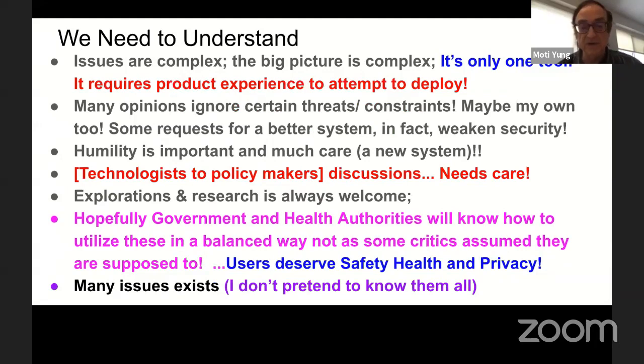You guys, whether you design or you attack, it's good. Regarding technologies for policymakers, you should be cautious about it. Discussions should be careful. What you present should have an understanding of the global context, and hopefully governments, health authorities, and so on can use everything while knowing that users deserve their safety, their health, and their privacy.